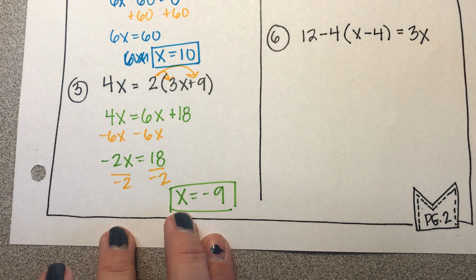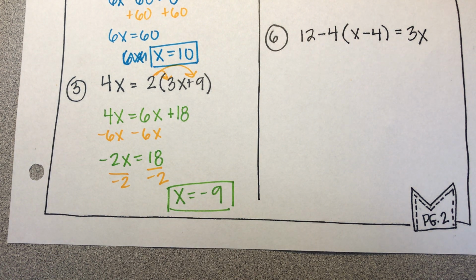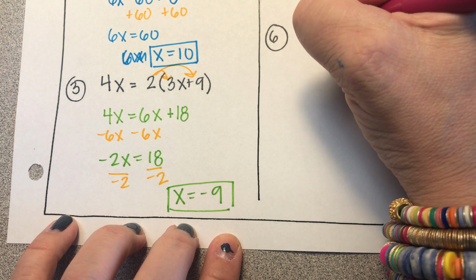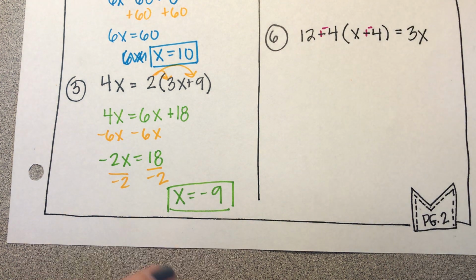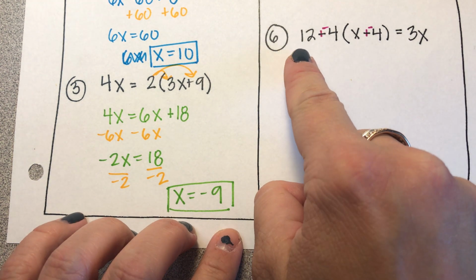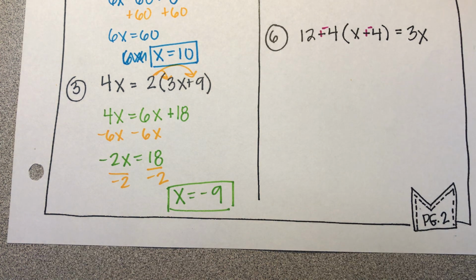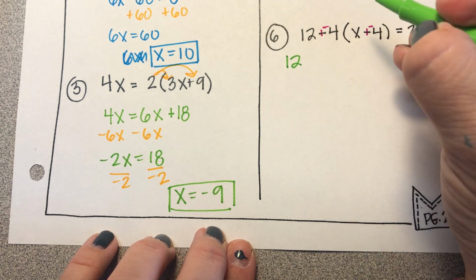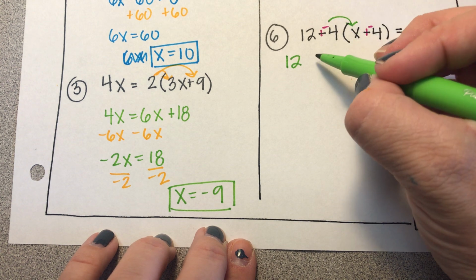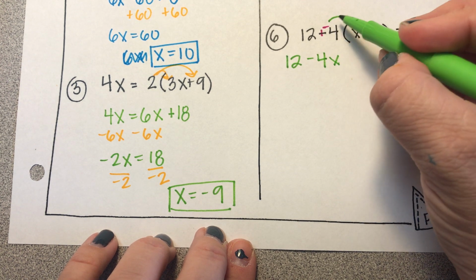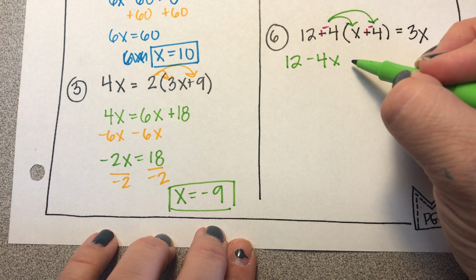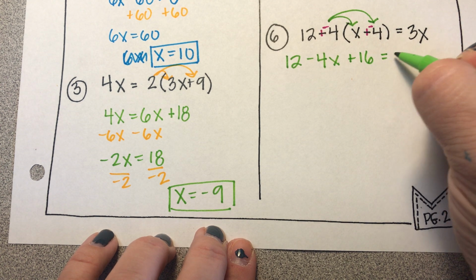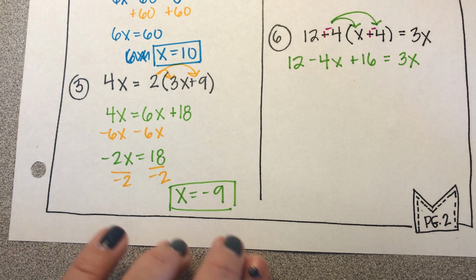Okay, again, every time, best for last. Keep, change, change, keep, change, change. If you were wondering why can't you just do 12 minus 4 first? Because of PEMDAS. PEMDAS tells us we have to do multiplication first. So I have 12, and then negative 4 times x, negative 4x, and then negative 4 times negative 4 is plus 16 equals 3x.